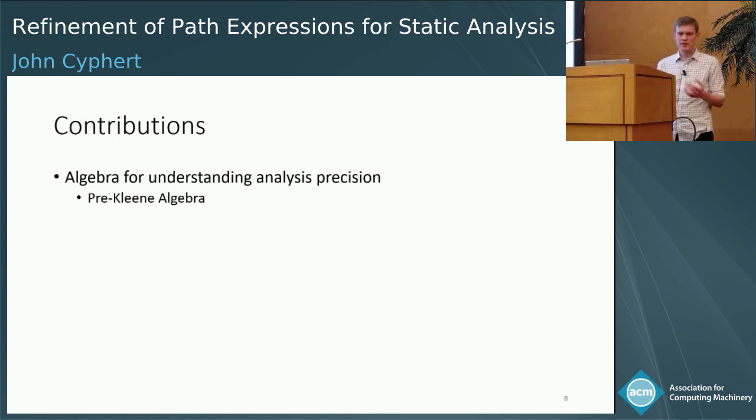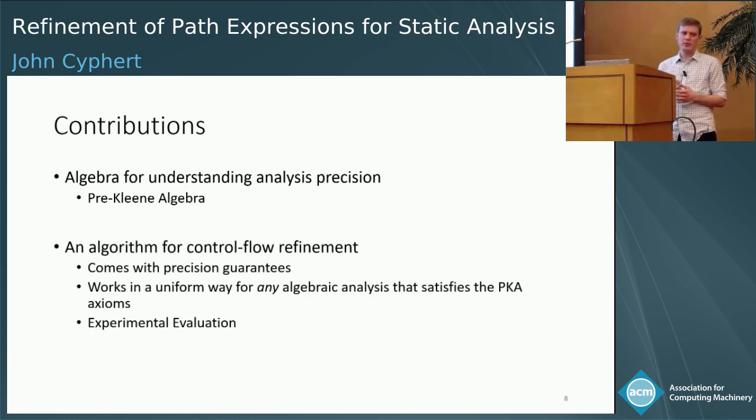So this is where we come in. What we're going to do is introduce an algebra for understanding this analysis precision. We call this the pre-Kleene algebra. Then we'll use the pre-Kleene algebra to derive an algorithm for control flow refinement that gives us precision guarantees. This means essentially that we're going to be safe to do the control flow refinement procedure and not have to worry about getting any worse results.